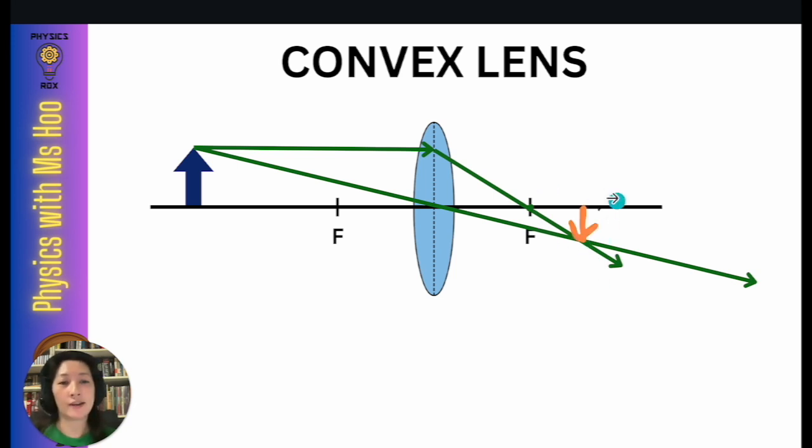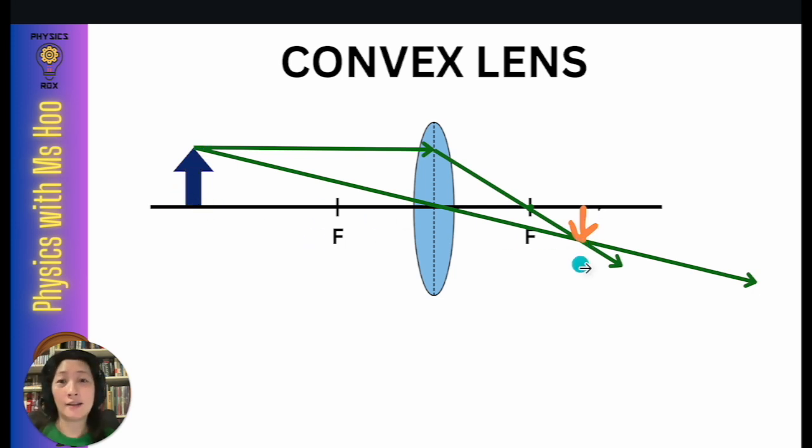Now, the image characteristics is always compared against the object. So you should look at the image and look, is it the same size? Is it larger than or smaller than the object? Is it inverted or upright? Is it real or virtual? So in terms of size, it's very easy. You actually measure using your ruler the height of the image and compare that against the height of the object.